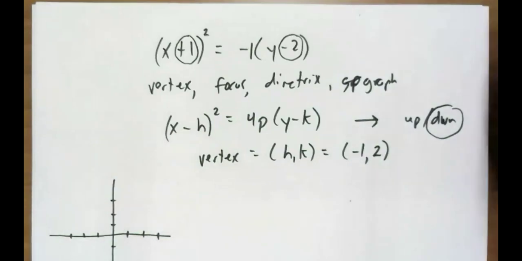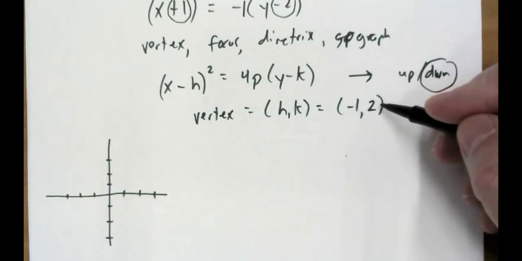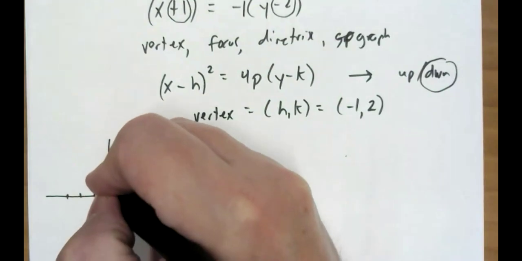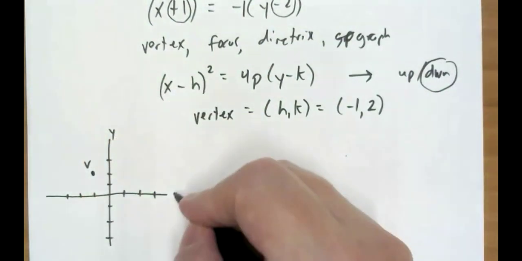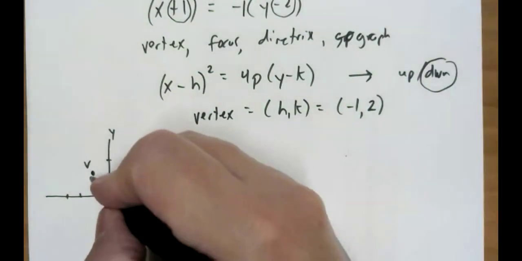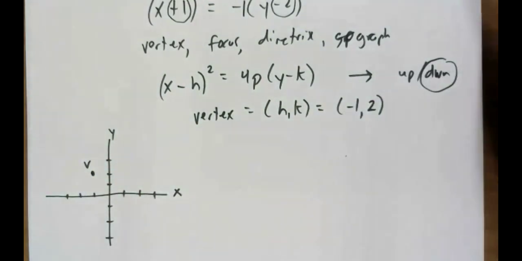Always make a sketch when you're doing this work, and then I can go back and enter the correct information on the computer. So the vertex is (-1, 2). There's my vertex. I know this is a down parabola, so I can imagine in my mind it's going to be like this.